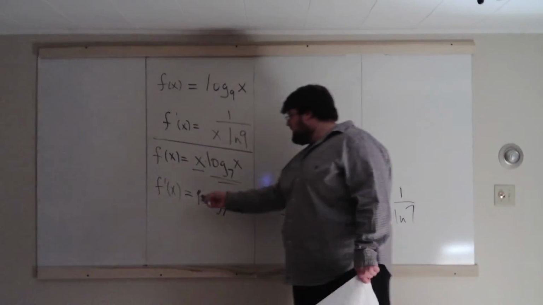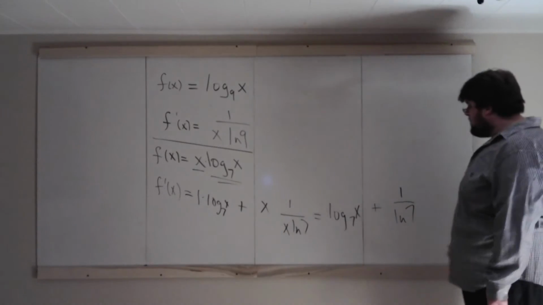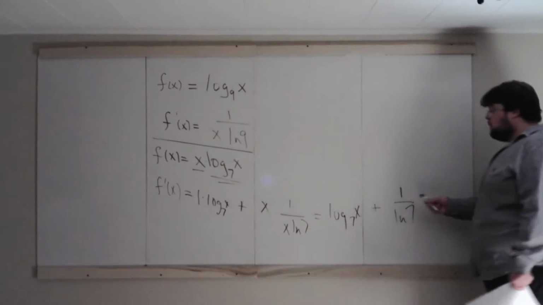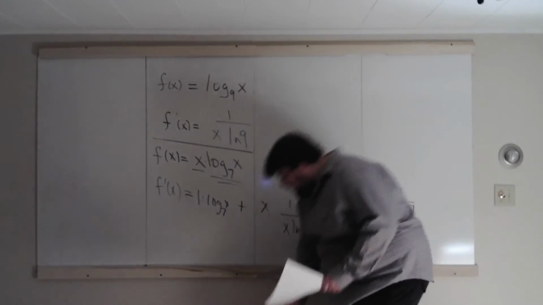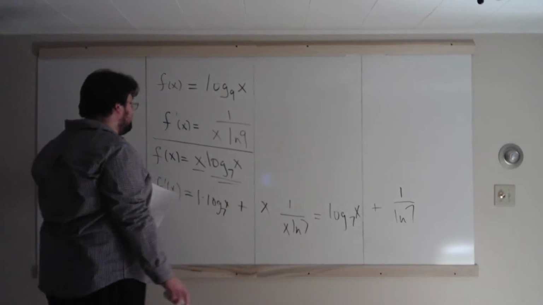And the 1 times that looks kind of stupid. So I'll just write that as log of x with base 7 plus, and then the x's cancel, which is kind of nice there, plus 1 over log 7. Frequently in math, natural log is not actually said. It's usually just called log.